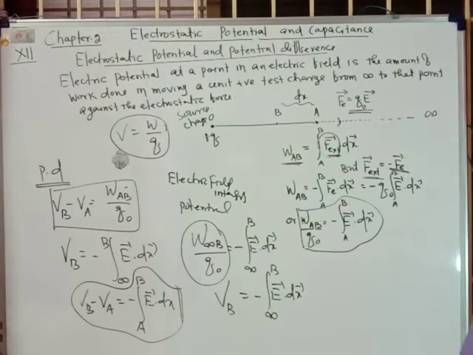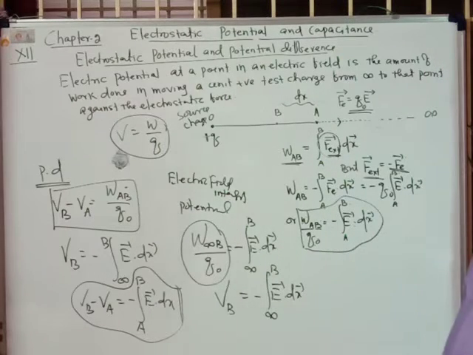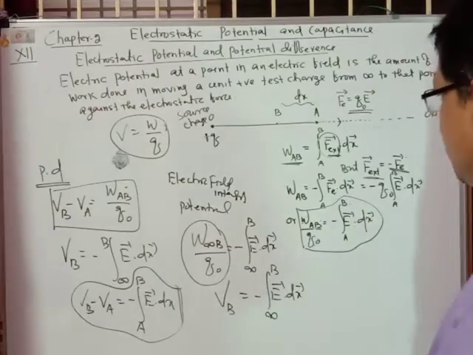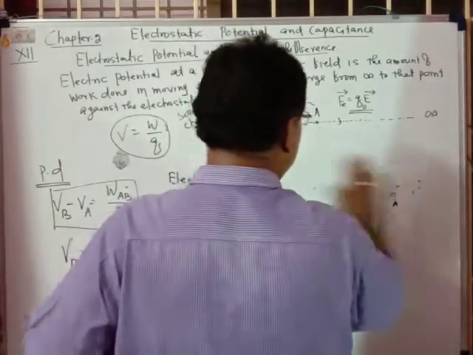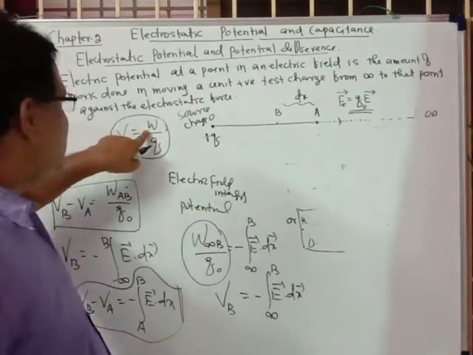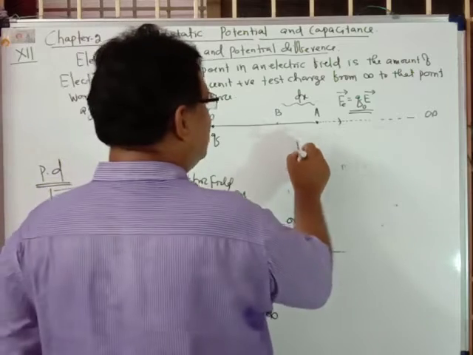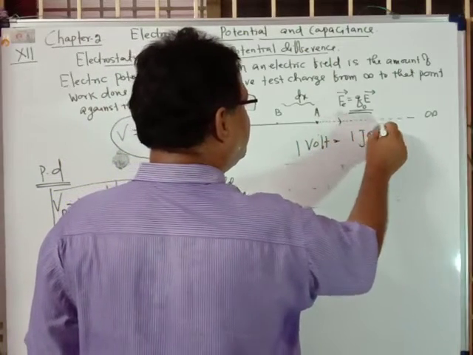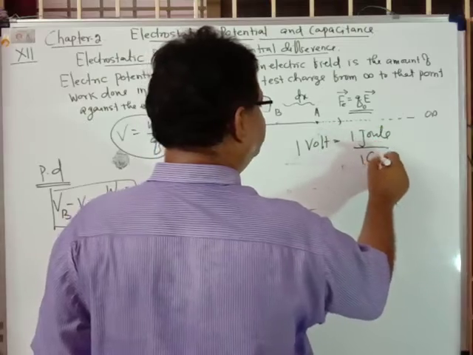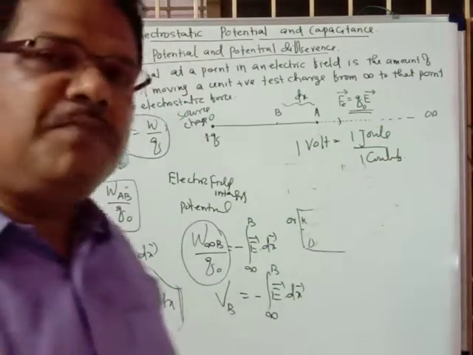You must be knowing the unit of potential. Potential and potential difference have the same unit, that is the volt. And 1 volt equals, because from this formula W is in joule and Q is in coulomb, 1 joule per 1 coulomb.